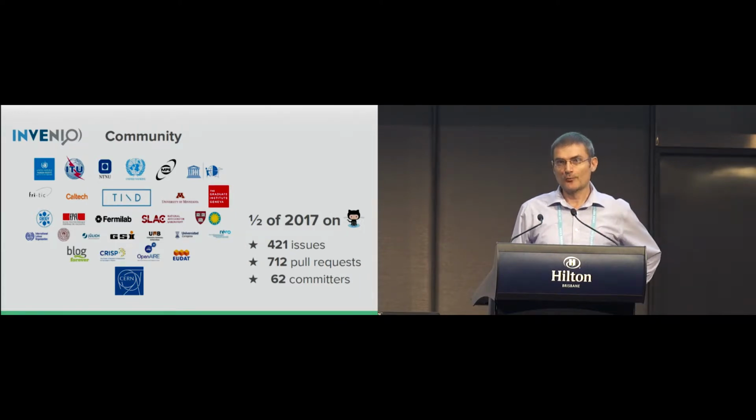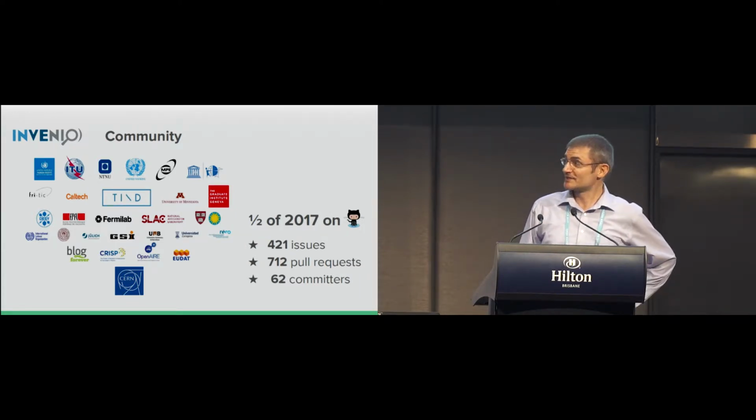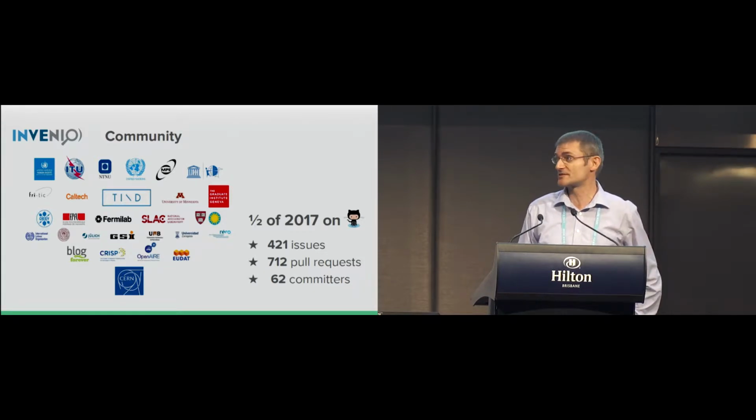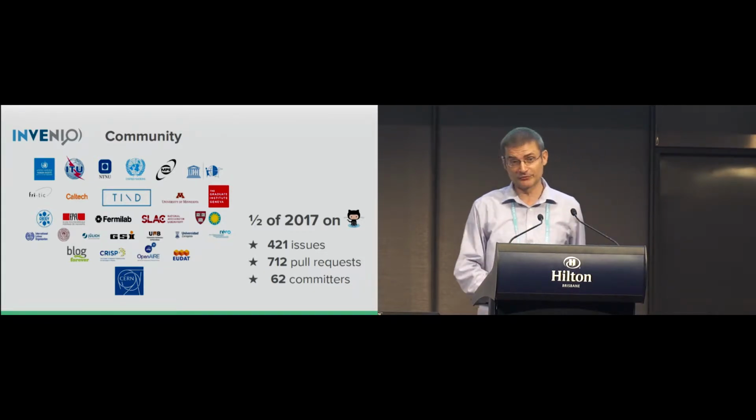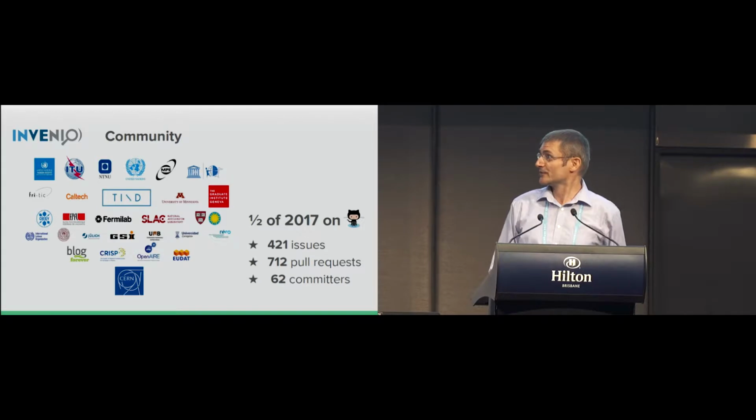A little bit about the community. Invenio is developed mostly at CERN, but also used and contributed to from outside of CERN. So this picture shows some stats for the first half of the year 2017. We have had more than 400 issues on GitHub, more than 700 pull requests done by about 62 committers. So it's pretty busy. There are 4 to 6 pull requests on an average day.